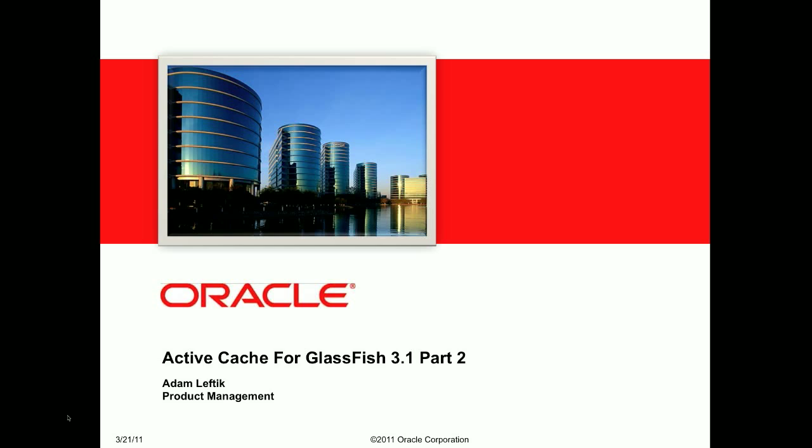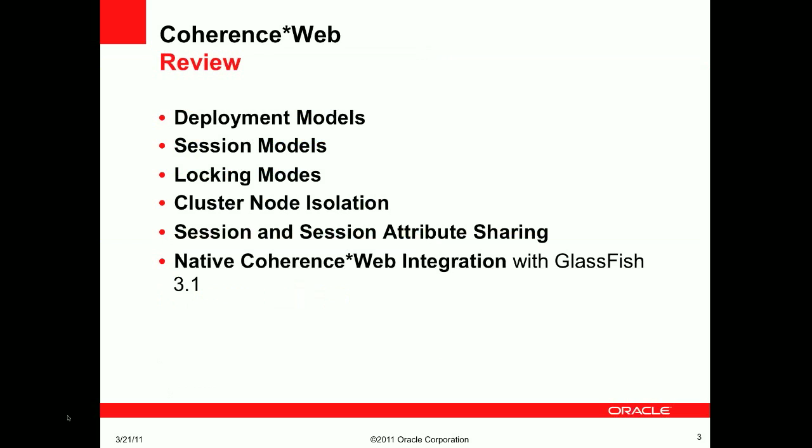This is part 2 of our presentations where we're going to be talking about Active Cache for GlassFish, which is a new feature in 3.1. In this part 2, we're going to do a quick review of the feature set, and then we're going to dive into an actual demo, and I'll walk you through how you go about actually configuring an application for Active Cache. So, quick review. Active Cache in the 3.1 release entails an SPI-based integration for Coherence Web.